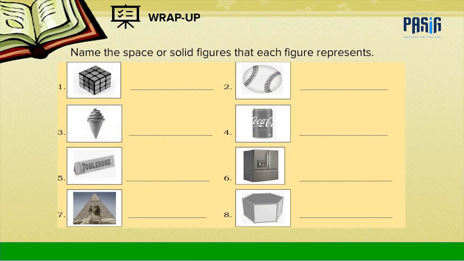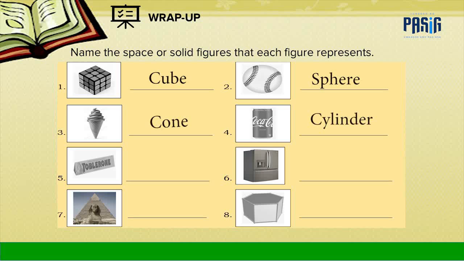Okay, let's answer the wrap-up. Name the space or solid figures that each figure represents. For number 1, Rubik's Cube. That is correct, cube. Number 2, a ball. That is sphere. Number 3, an ice cream. Answer is cone. Number 4, Coca-Cola in can. The correct answer is cylinder. Number 5, Toblerone. The correct answer is triangular prism.